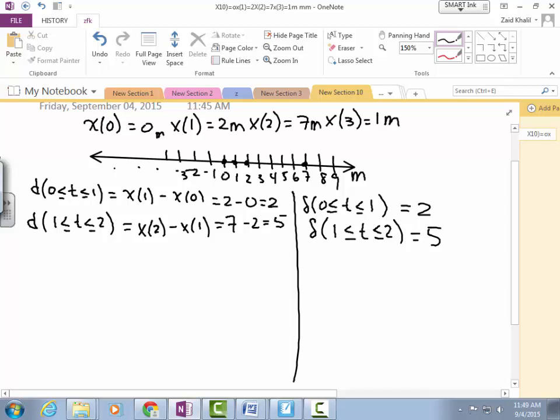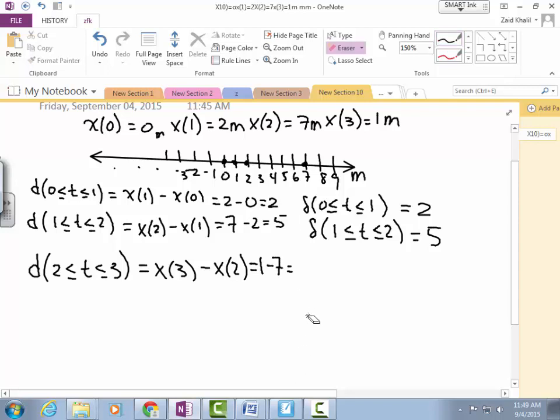Right? And then you have the displacement from t equals 2 to t equals 3, which is x3 minus x2, which is 1 minus 7, which is negative 6. What distance does it travel? Correct. The distance it travels is 6 meters.